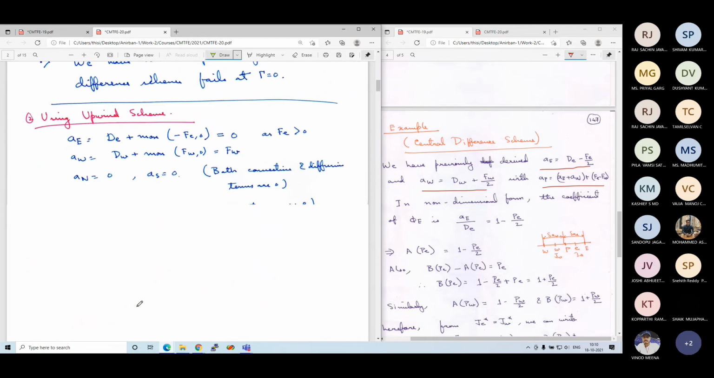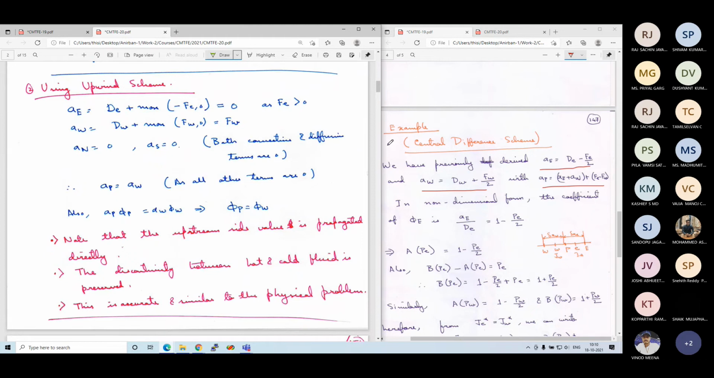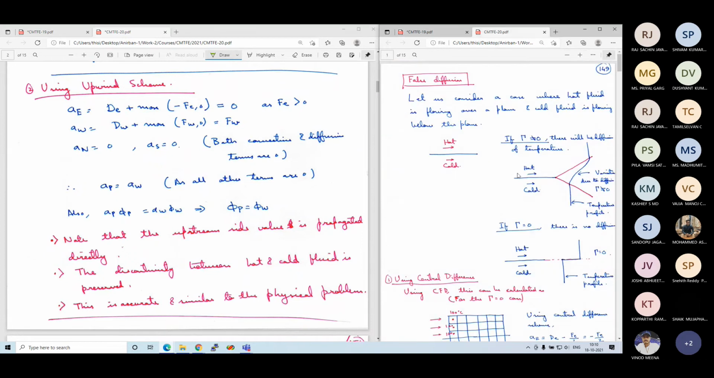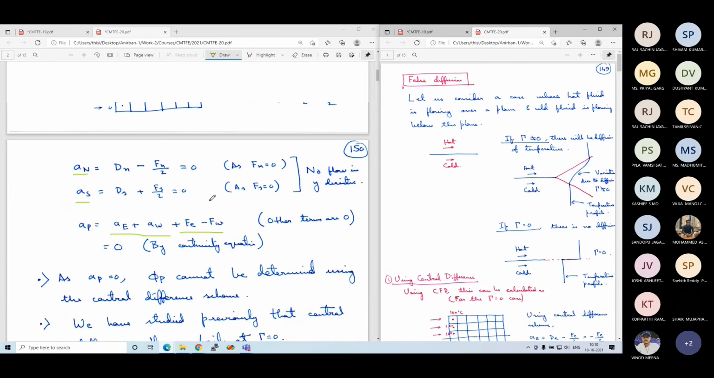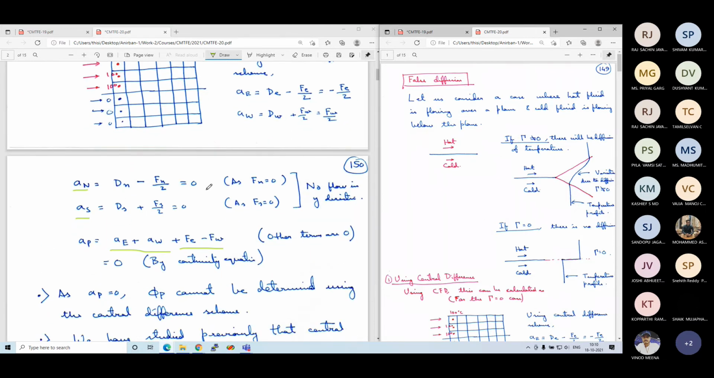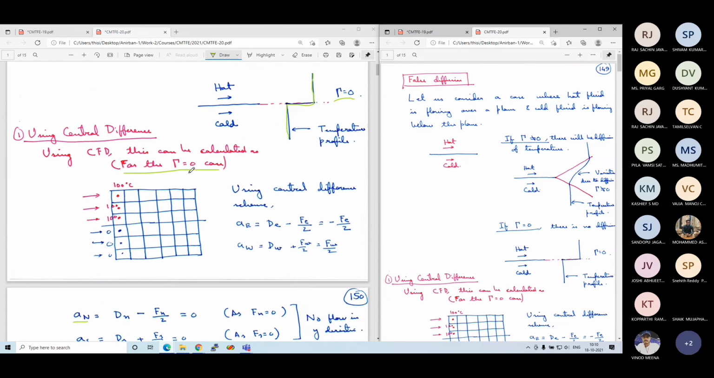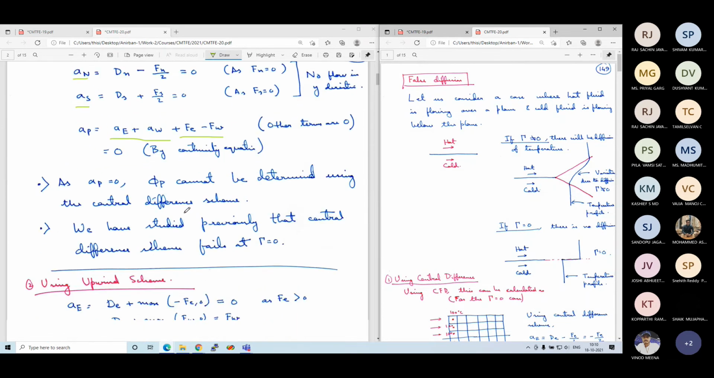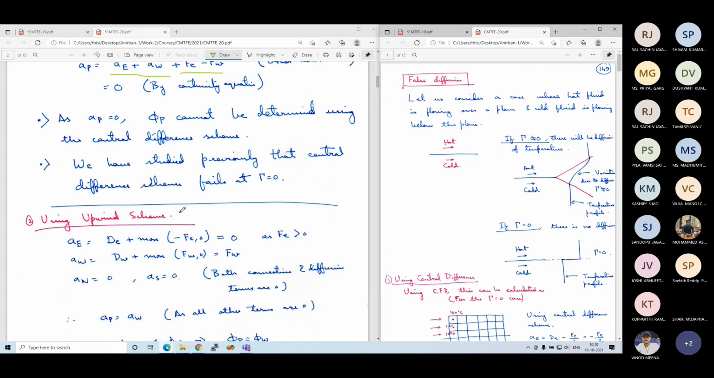Okay, so let us try another scheme, the upwind scheme. So if you go back to the notes again for the upwind scheme. Up to this point, any questions? So for gamma equal to 0 case, central difference scheme cannot be used. That we have established previously also, but I have shown you now again by an example. Okay. So the next easiest option is the upwind scheme. Let us try to see the upwind scheme.